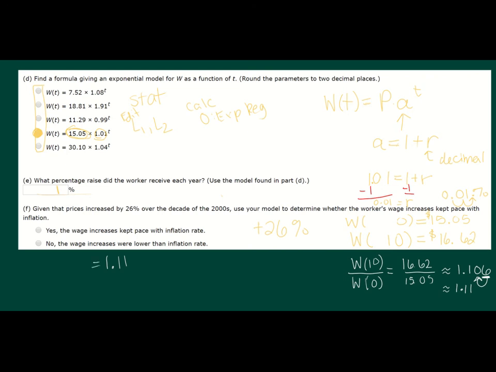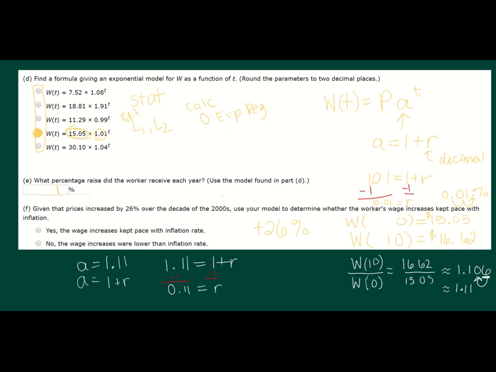This is an A value. So I want to turn this into a percentage. Remember that A's are 1 plus R. So 1.11 equals 1 plus R. Let's do this calculation here. Just like before, we're trying to get R by itself, so we subtract 1. On the right-hand side, I've got 1 minus 1 plus R. Well, that's just 0 plus R, or R. And on the left-hand side, I have 1.11 minus 1. That gives me 0.11.